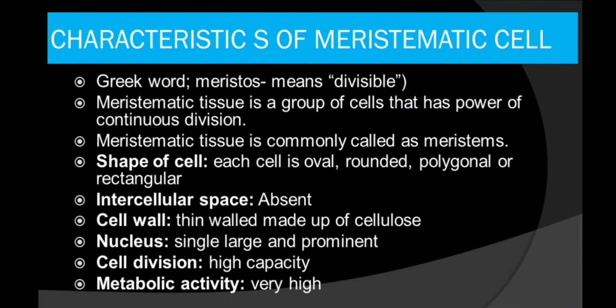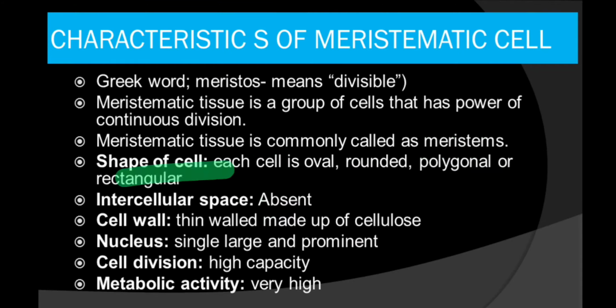Now let's see the characteristics of meristematic cells. The word meristem is derived from merizein, which means to divide. These cells divide throughout their life, so from here the word meristem is derived. Meristematic tissue is a group of cells that has the power of continuous division, and meristematic tissue is commonly called meristems.